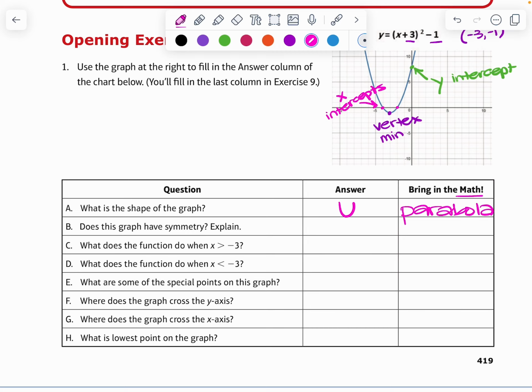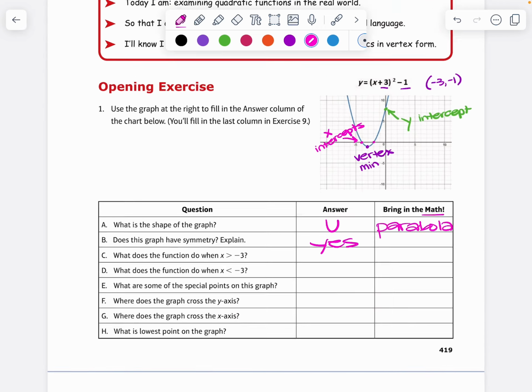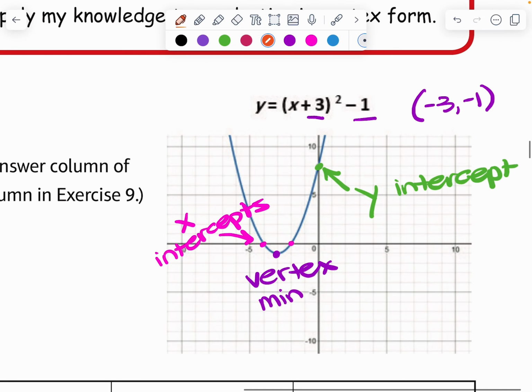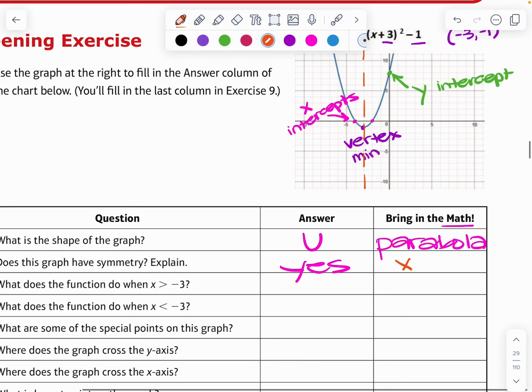Does this have symmetry? Yes. And look right here. This is important. Where is it symmetrical? I would look closer at the graph. Oh, look at this. Isn't it reflected along this line? What's the equation of that line? Isn't that x equals -3? Yeah, see, so that's more mathematical over on this side.